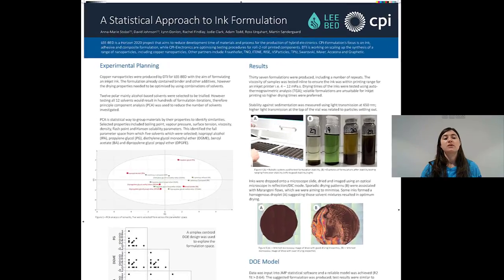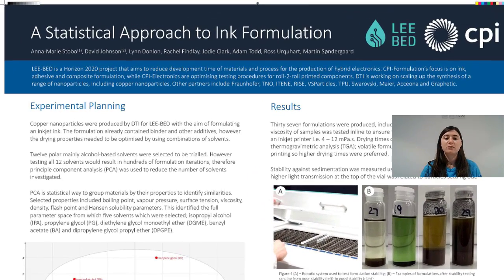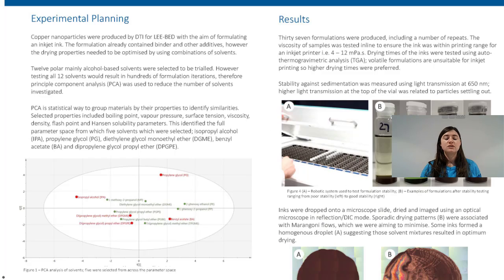The purpose of this work was to optimize a copper inkjet ink for printability and stability by varying the solvents and the solvent ratios. So we started off with a base copper inkjet ink formulation, which was showing poor stability and wetting. We selected 12 candidate polar solvents based on their boiling points and their low safety category.